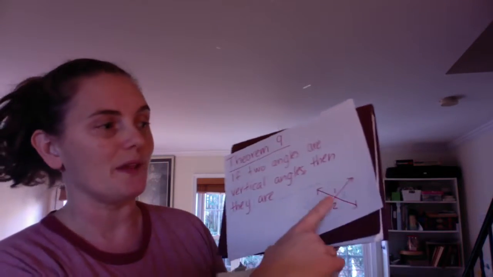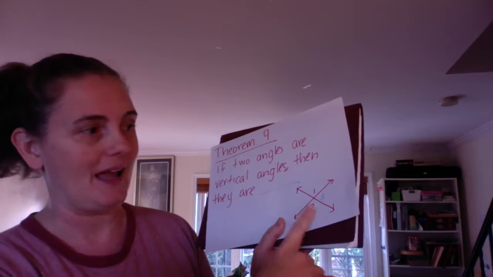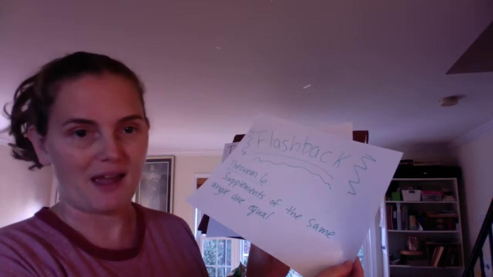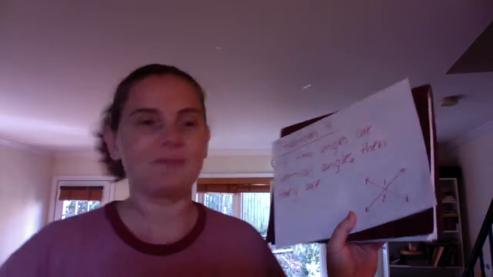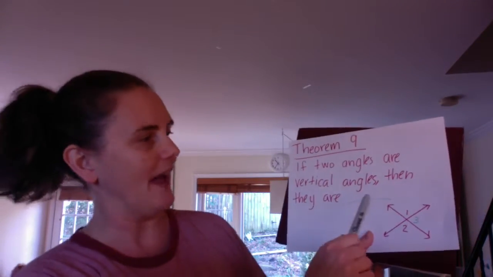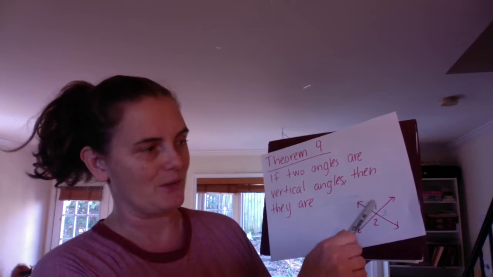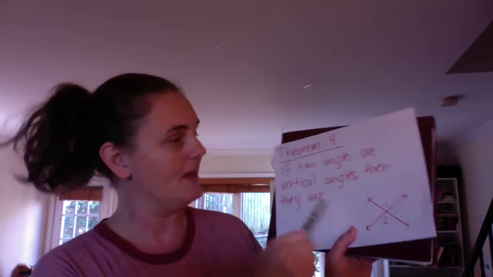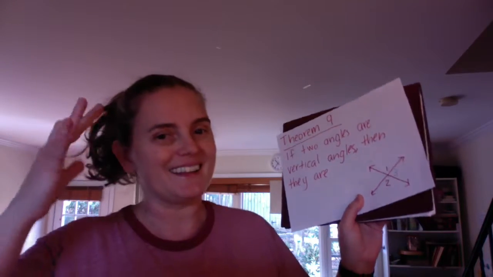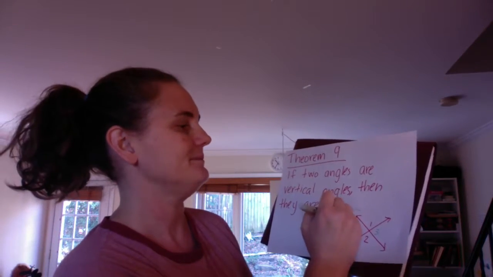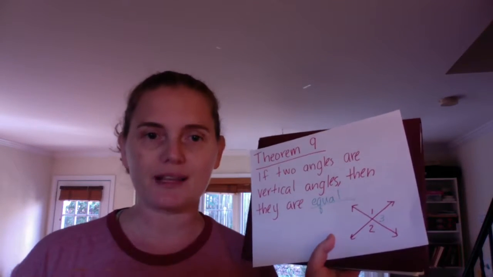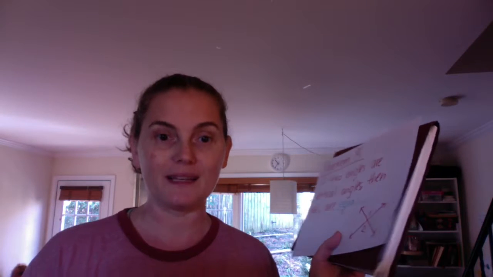Now, you know that 1 is a supplement to 3, and 2 is a supplement to 3. That means supplements of the same angle are equal. So if two angles are vertical angles, then, since 1 and 2 are the vertical angles here, they're both supplementary to 3, that means they are equal. And I'm guessing you're going to start to see our proofs in class coming together really easily now that you have a little more information to work with.